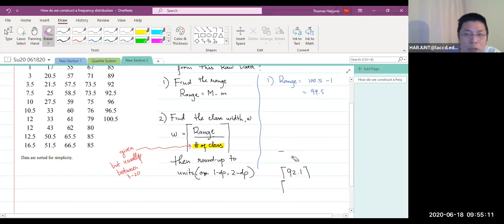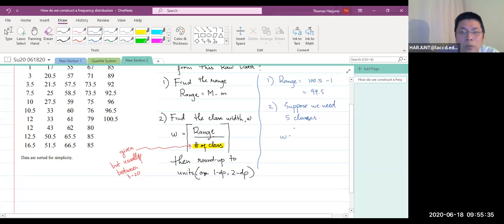Now, suppose in this question we need 5 classes. Then the class width will be 99.5 over 5. Let me make it 4 classes instead. So if I divide by 4, that will be 24.875. And because it is ceiling, it becomes 25.